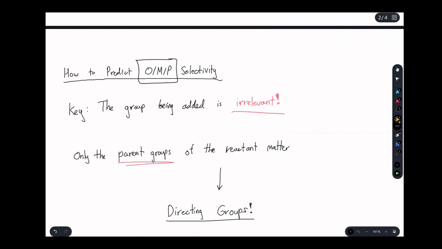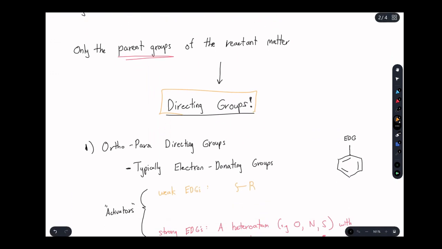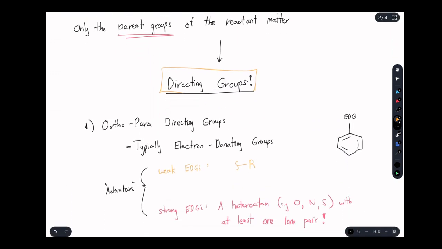That's the idea. We sometimes call these directing groups, as they direct the reactivity to a certain position or certain positions. There are 2 general types of directing group. The first is called ortho-para directing groups, as quite hopefully obviously, they will direct to the ortho and para positions. These will be the areas where you're going to see your substituents going.